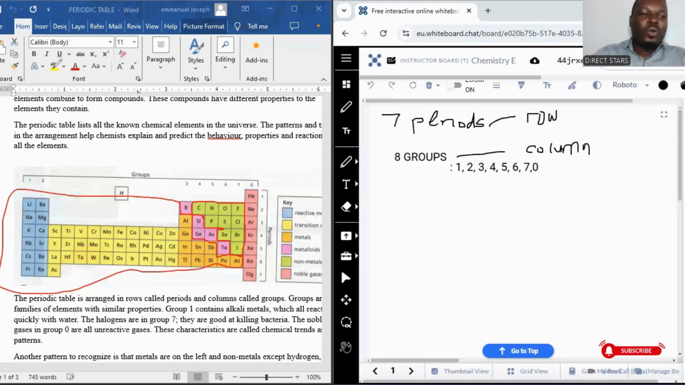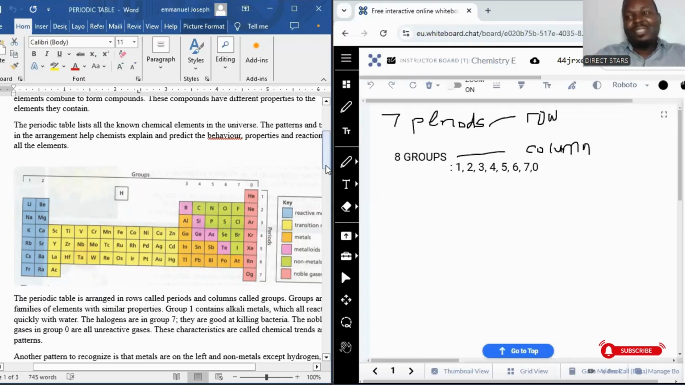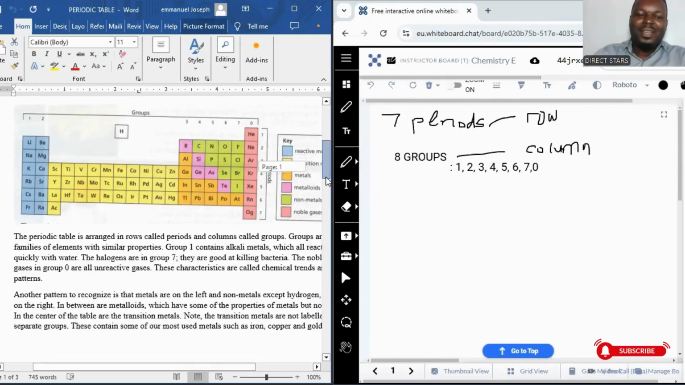So how did this periodic table come to be? That is where we're going to end the class today. How was it developed? Was it this beautiful from the beginning? Of course, everything started in a crude manner before it looked so beautiful and easy to use today.